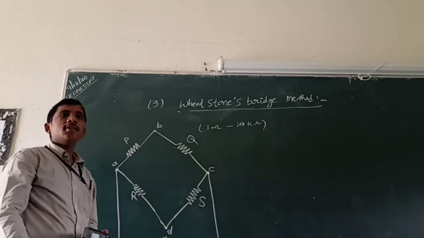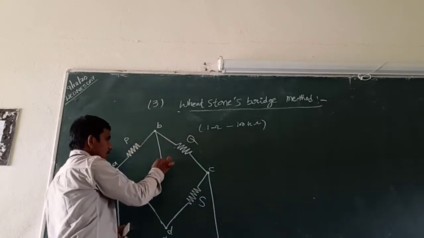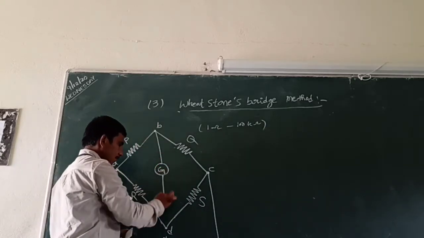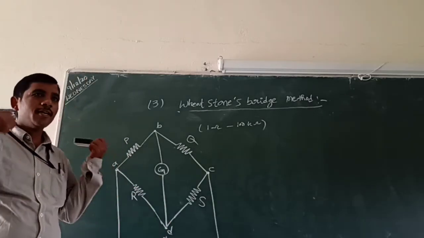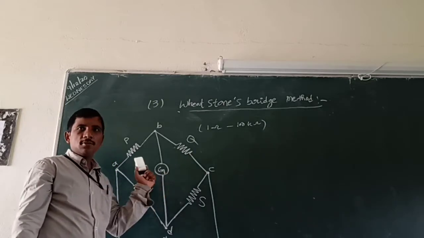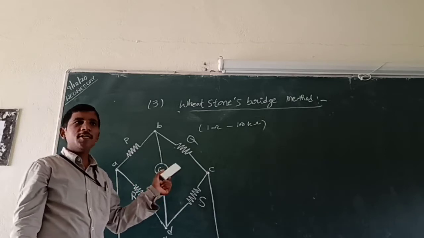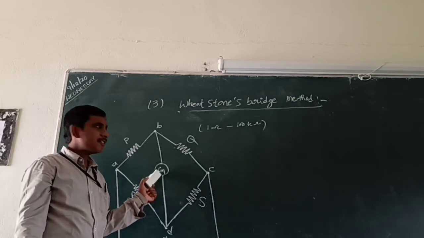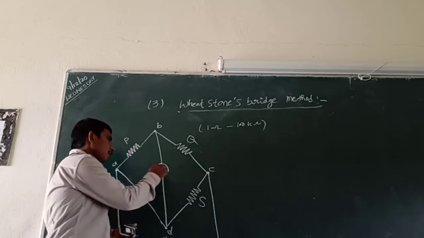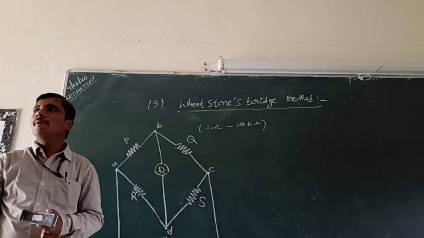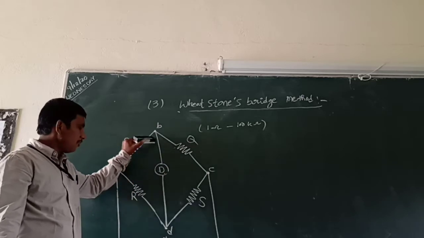What is the purpose of the galvanometer? Galvanometer is to measure the current. Detector or galvanometer, in place of galvanometer we can use a detector also. In some bridges we are using a detector, headphones also. Whenever resonance occurs, sound will come. That is in AC bridges, where headphones work. In DC bridges, the galvanometer works as the detector. In place of G, we can also write D, because it is a detector. It consists of four resistive arms and one galvanometer or detector is connected between B and D.